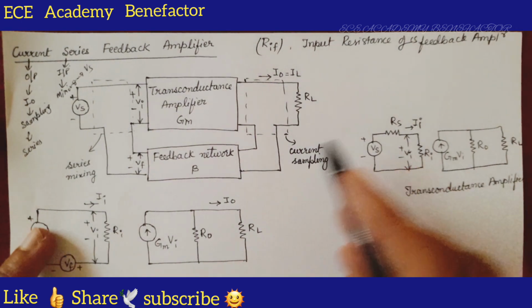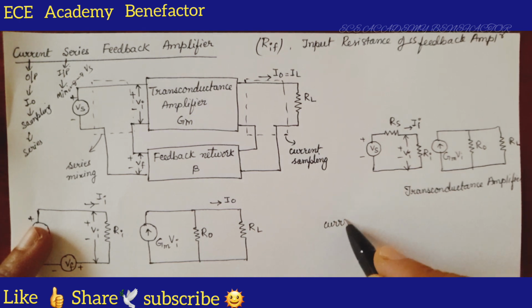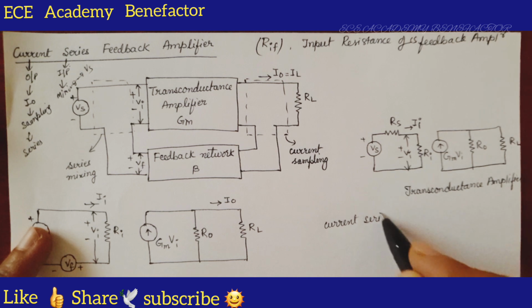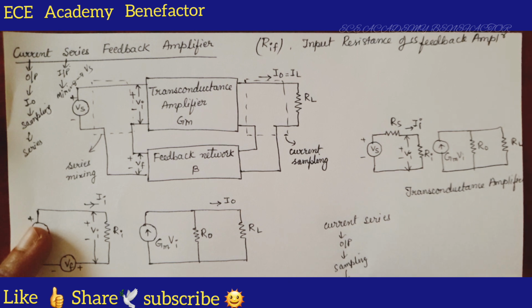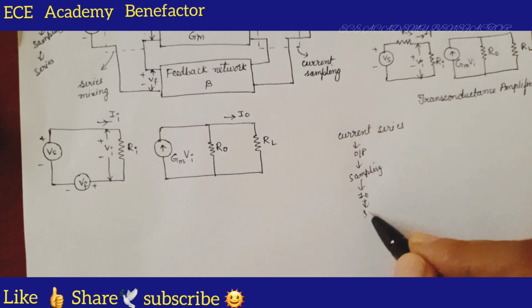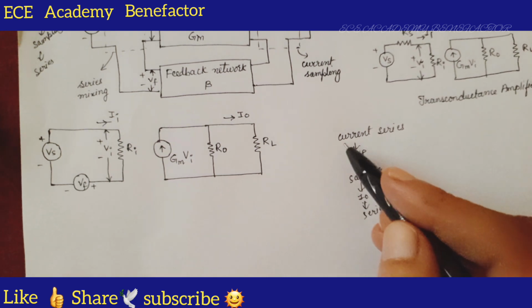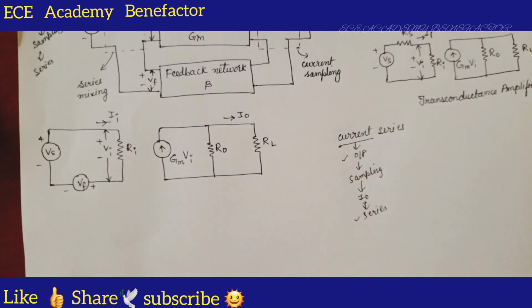So, if you look at this current series, let me write it here. Current series, by this name we have to decide. The first word is output. At the output side we do sampling. What type of sampling is done? It is current sampling, that is I0. If output current sampling is done, what is the connection to be done? It is series connection. So at the output side we need series connection.